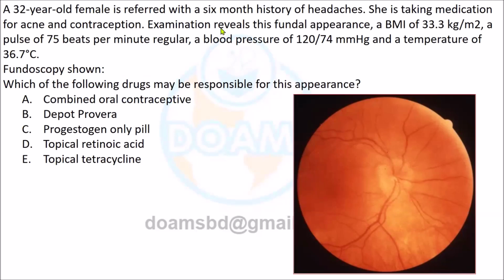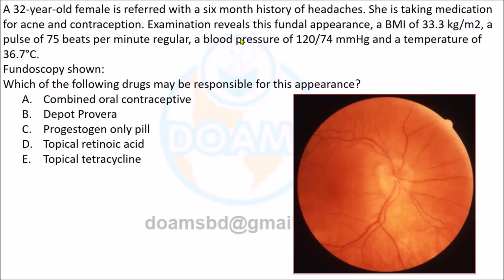Okay, now try to learn about the patient. Yes, Dr. Nawaz. A 32-year-old female is referred with a 6-month history of headache. She is taking medication for acne and contraception. Examination reveals a BMI of 33, a pulse of 75 beats per minute, regular, a blood pressure of 120 over 74, and a temperature of 36.7. Fundoscopy shown. Which of the following is best?